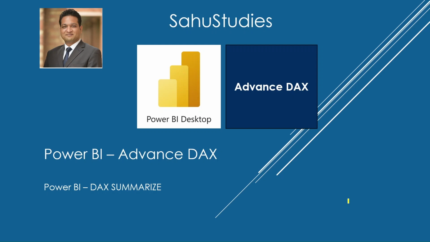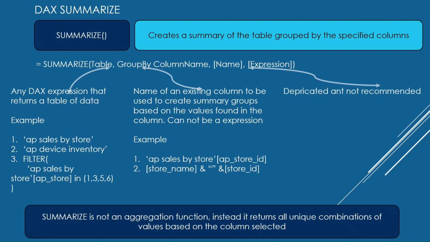In this video, we are going to discuss the SUMMARIZE function in Power BI. So what is the SUMMARIZE function and what does it generally do? The SUMMARIZE function creates a summary of the table grouped by a specified column. Whenever there is a requirement to create a table based on another table's column values, with the help of the SUMMARIZE function, we can do it.